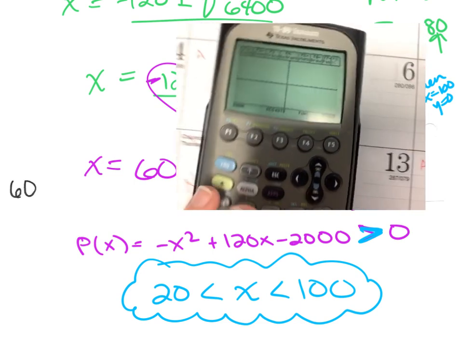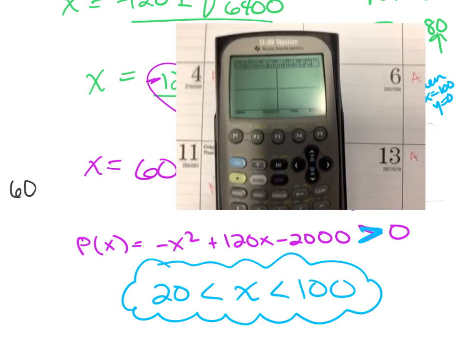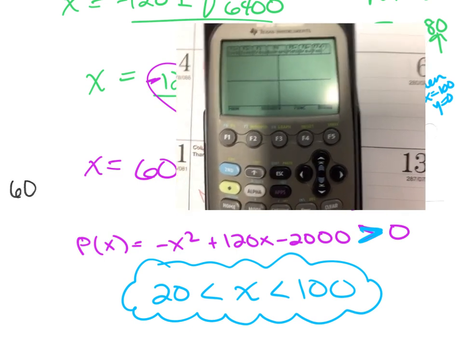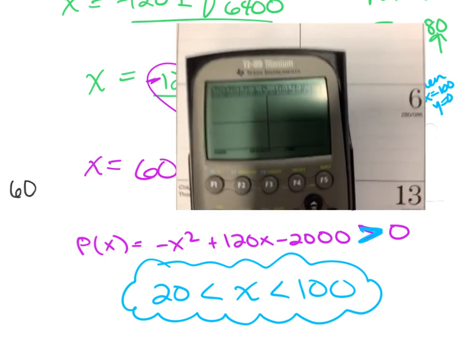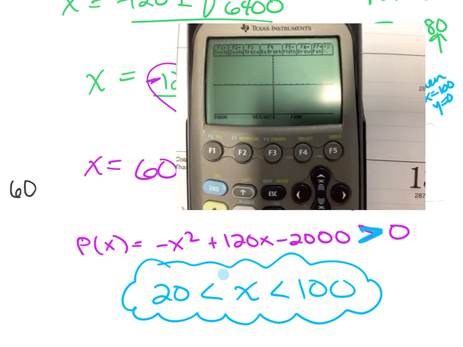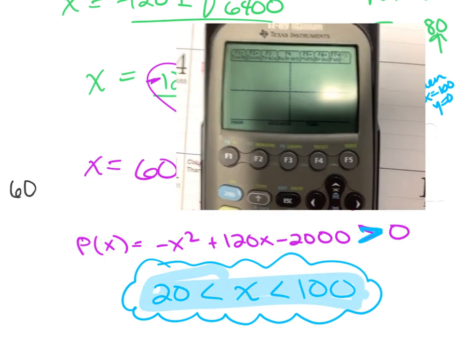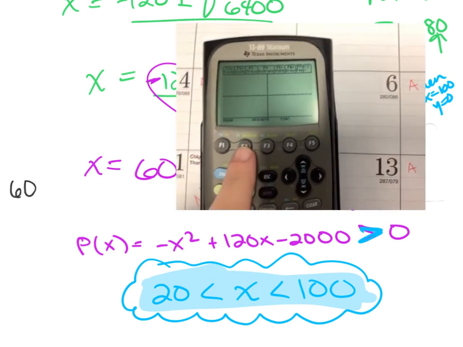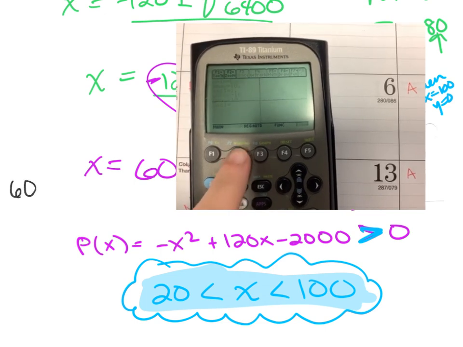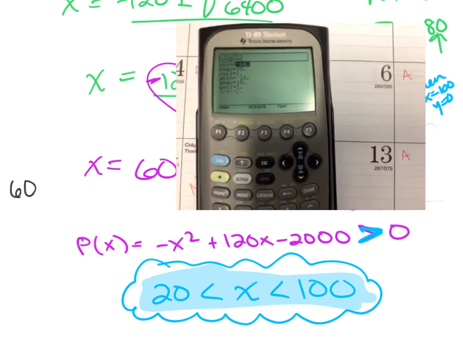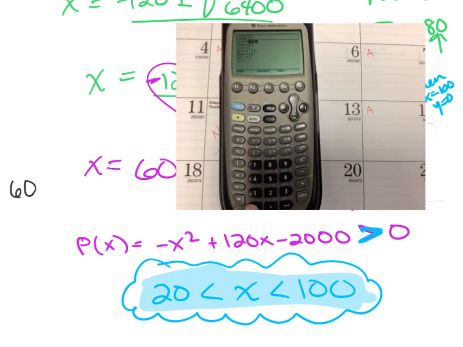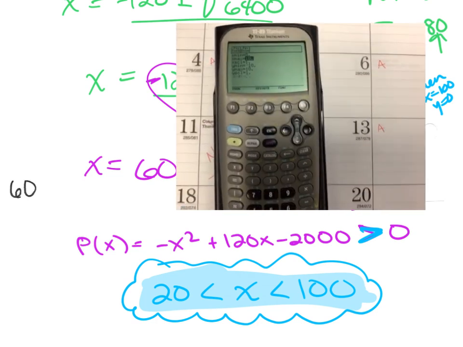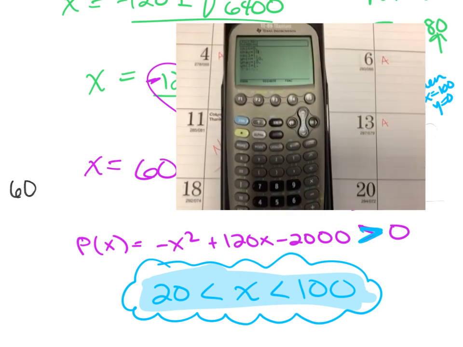Diamond F3. Now, 100% we know that this is not going to fit on the screen. We already know that because we already found that x has to be between 20 and 100. So let's adjust our window. If I go to Diamond F2, let's make x min 0, because x deals with money. And let's make x max 100.